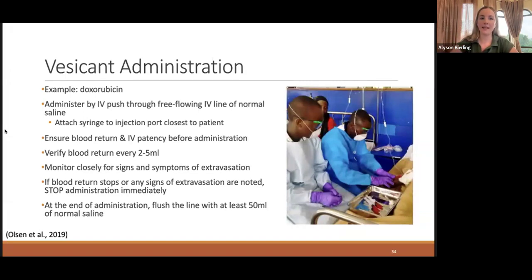And if blood return stops at any point, or you notice any signs of extravasation, so maybe the patient is complaining of pain, or maybe there is some swelling, you would stop immediately. We'll talk about what to do on the next slide if that happens. But if a patient is complaining of burning, pain, or any swelling, or there's no blood return, the first step is to stop immediately. And then once you finish pushing the doxorubicin, we want to keep that normal saline line running and flush the line clear with at least 50 mL of normal saline.